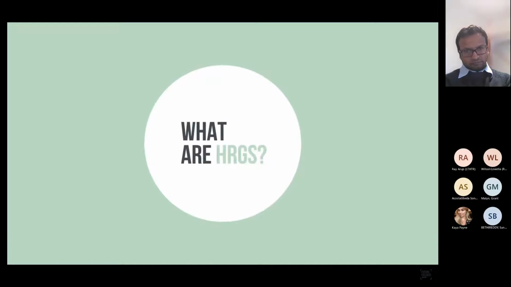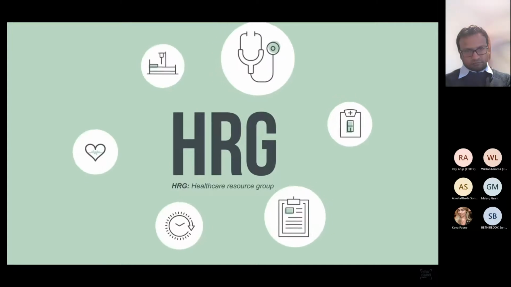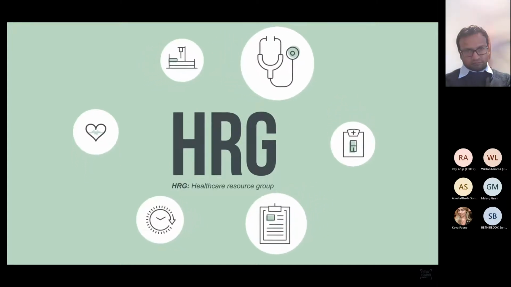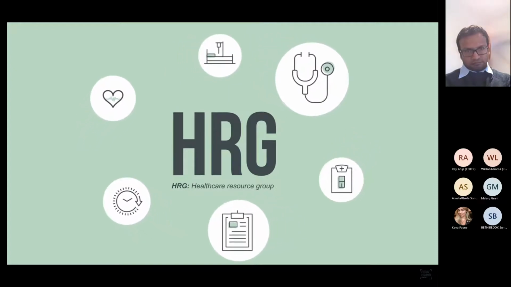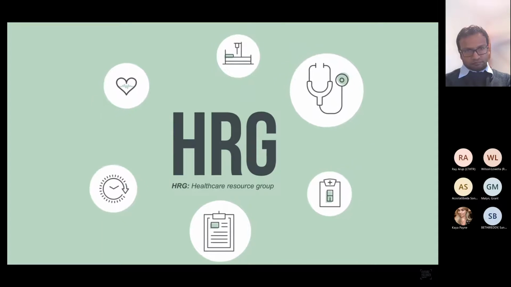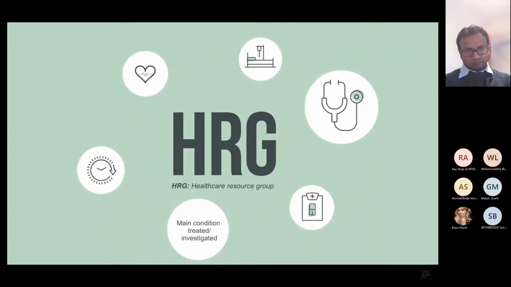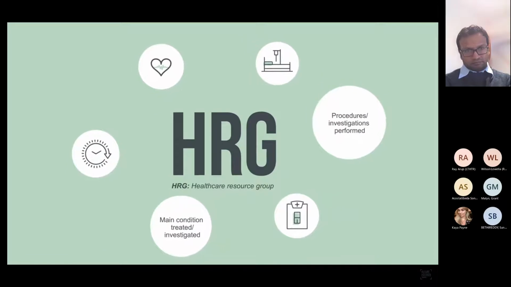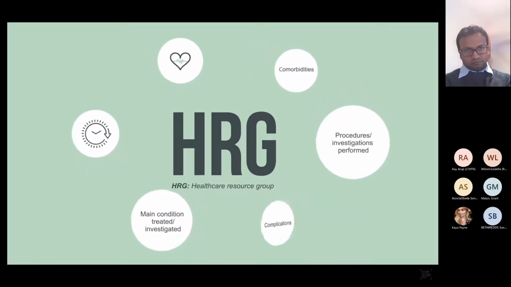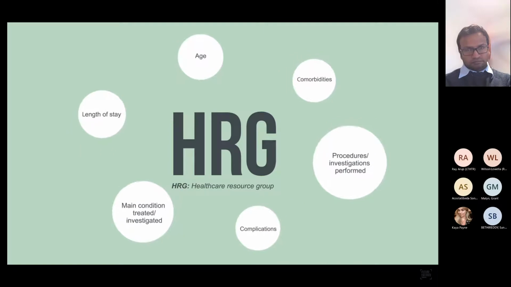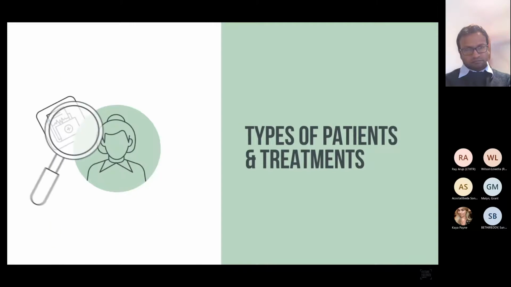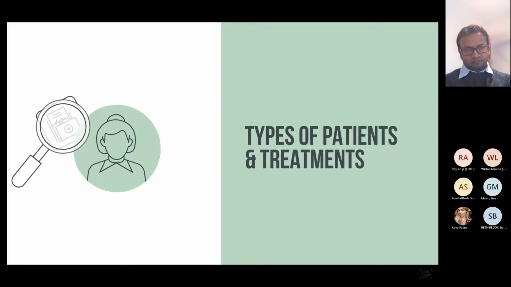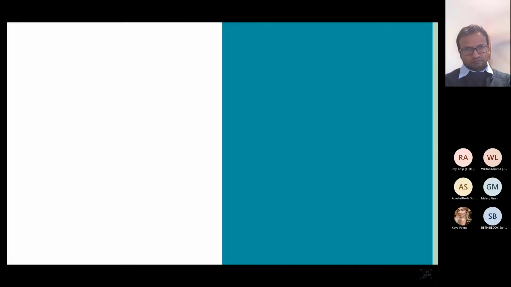What are healthcare resource groups, or HRGs? A healthcare resource group, HRG, is a grouping of diagnoses and/or procedures which are similar in terms of care delivered and the resource used. In order to reflect the complexity of care delivered, HRGs capture main condition treated, investigated, procedures, investigations performed, comorbidities, complications, age, length of stay. Healthcare resource groups offer organisations the ability to understand their activity in terms of the type of patients they care for and the treatments they undertake.